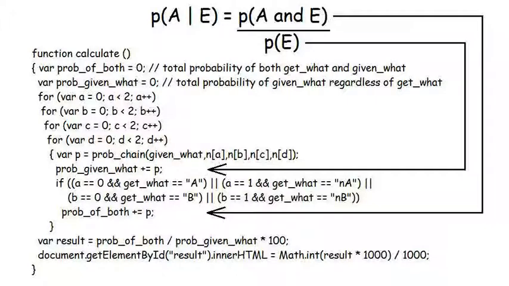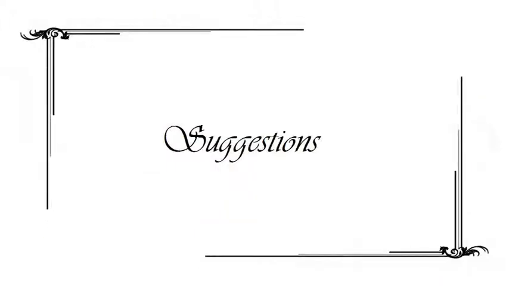If the combination that we have calculated also happens to match the condition for A and B that we specify, then it is also added to the variable prob of both, which is the numerator of this fraction, corresponding to the probability of both A and E in our example. All that remains is to calculate the probability required by dividing numerator by denominator, and to display the result to 3 decimal places in the HTML span provided. And that's it. All rather anticlimactic, really.